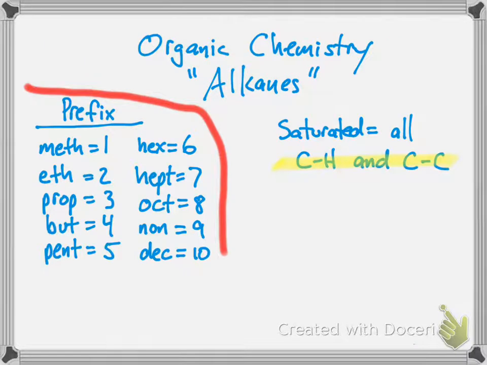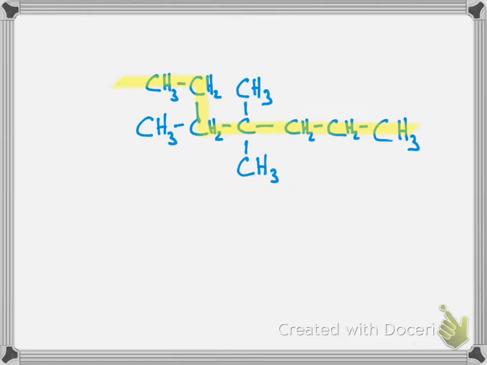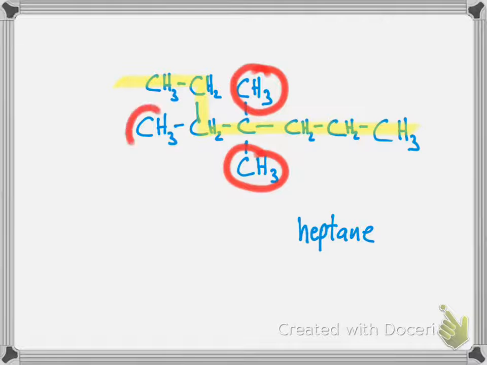We look back and the prefix for 7 is hept. They're all single bonds, so it's an alkane, so it's a heptane. We want to number it so that all of the substituents get the lowest numbers possible. Let's look for our substituents now. There is something hanging off the backbone there, and there. So we're going to number 1, 2, 3, 4, 5, 6, 7. Now I have a methyl at 3, and I have 2 methyls at 4.